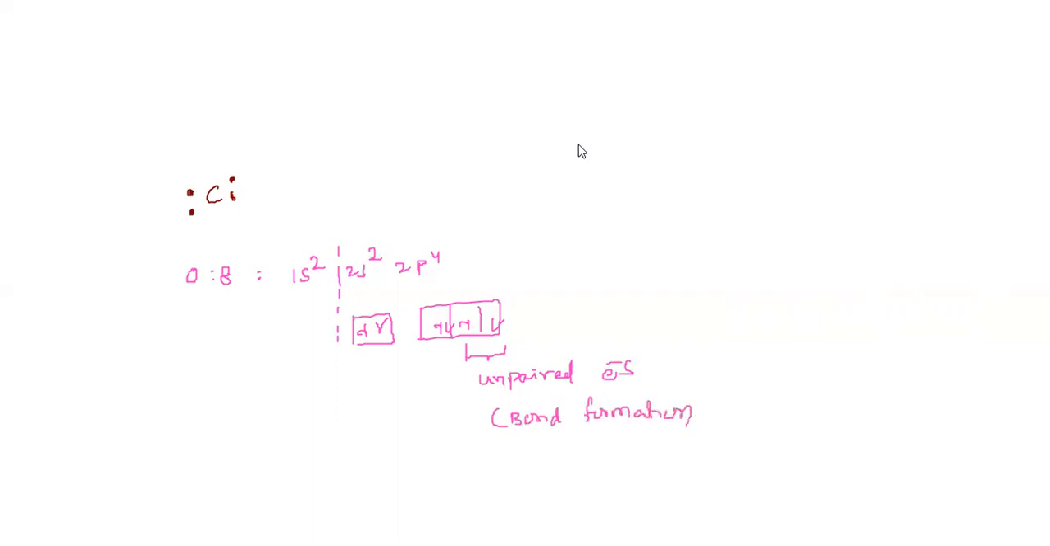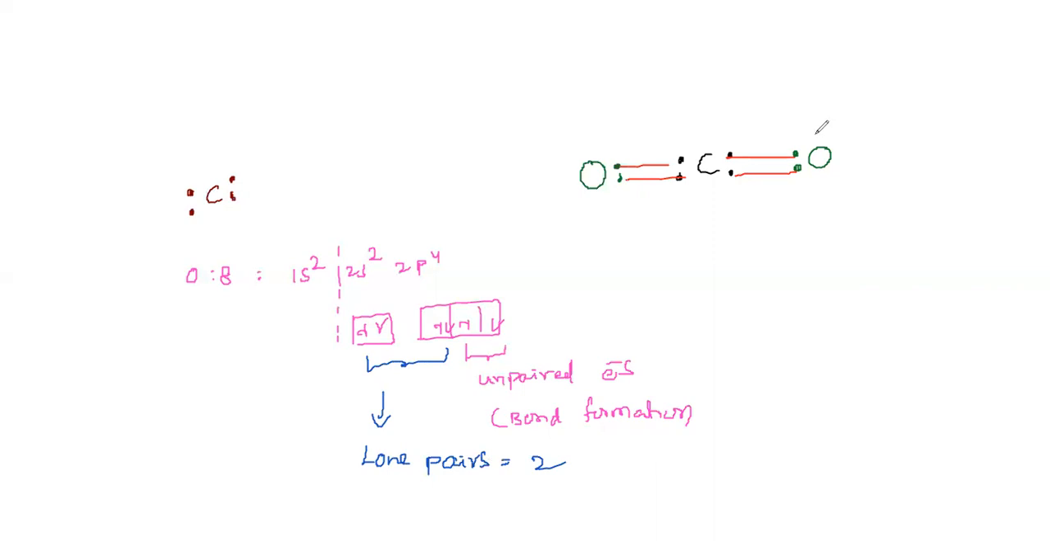So we wrote carbon, which has 4 electrons. Each oxygen has 2 unpaired electrons. Here this electron and this electron form a bond. The remaining two we always consider as a lone pair. How many lone pairs? One lone pair here, and one lone pair here.